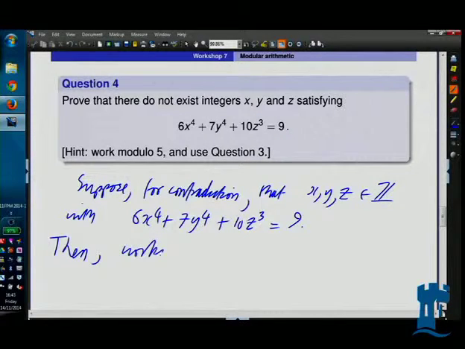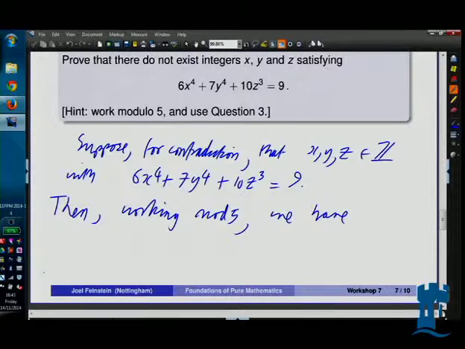Working modulo 5, we have, well, 6 is the same as 1, so that's just x to the 4th. 7 is the same as 2, so this one is 2y to the 4th. 10 is 0, so 10z cubed is 0 as well, so we don't need to mention that. And 9 is 4. So that's congruent to 4 mod 5.